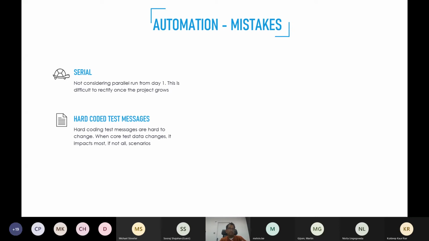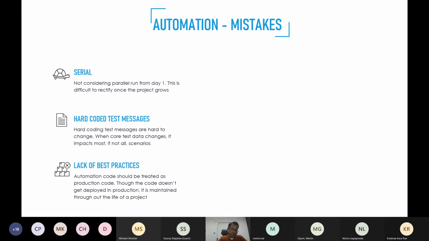If you are using hard-coded messages, let's imagine you have 100 scenarios, and one of the core schemas is used in pretty much all those scenarios. If the business decides to change the core schema, now the team has to go and update all those messages in all of those 100 scenarios, which is absolutely painful. So think about templating your test messages. Use some sort of template mechanism so you don't have to hard-code test messages.